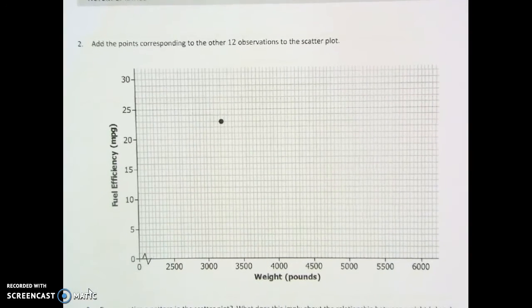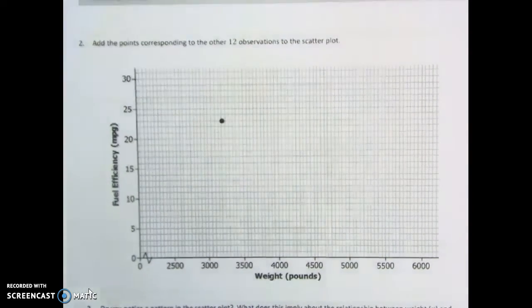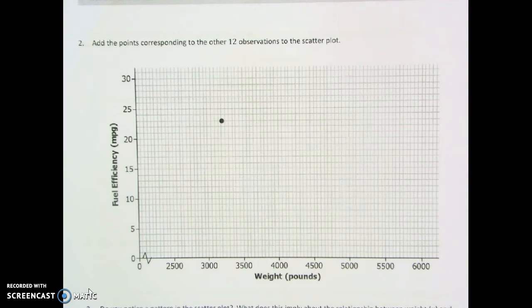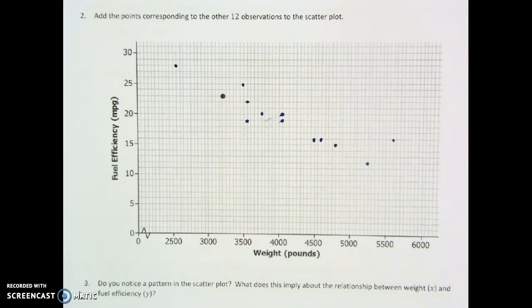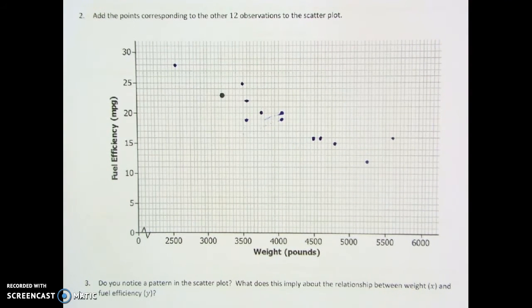All right, question 2 is asking us to add the points from the scatter plot. I'm going to pause it for a second while I do this. We are going to be doing this in class using our graphing calculators, but I'm going to pause it just to show you what this looks like here. All right, so here is the points plotted in the scatter plot with weight on the x-axis and fuel efficiency on the y-axis. So we can see the points.